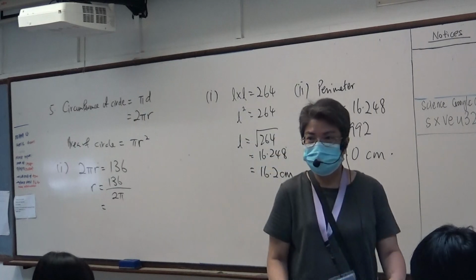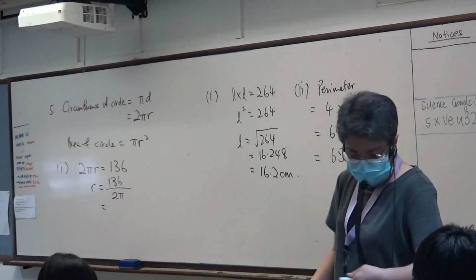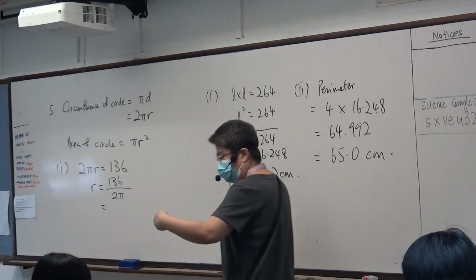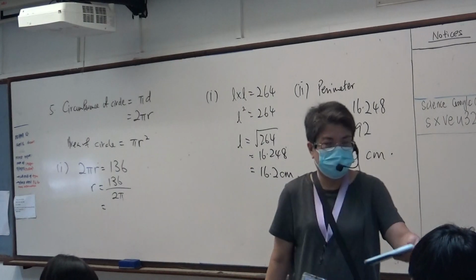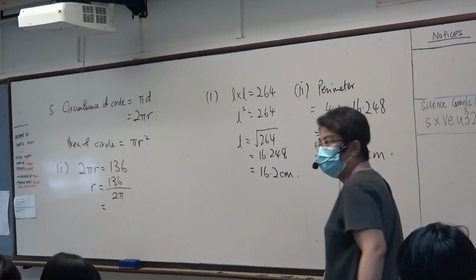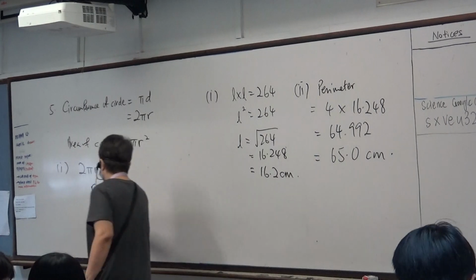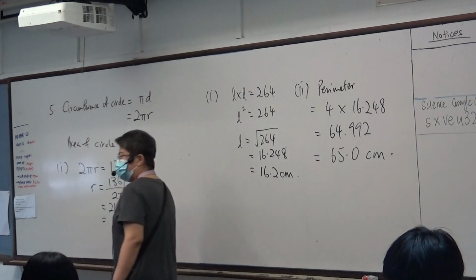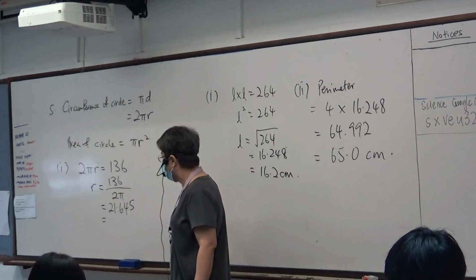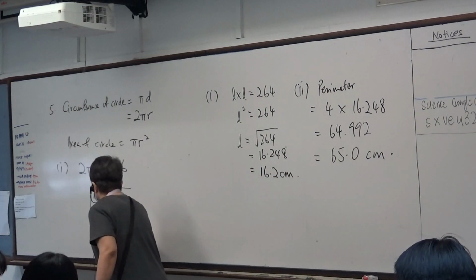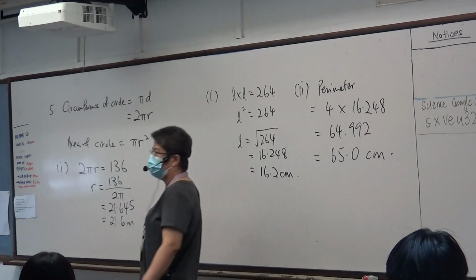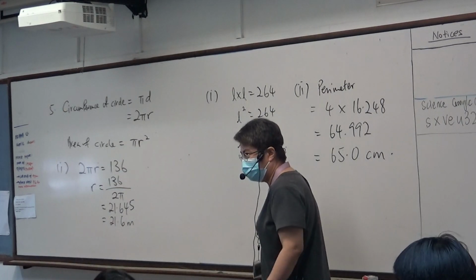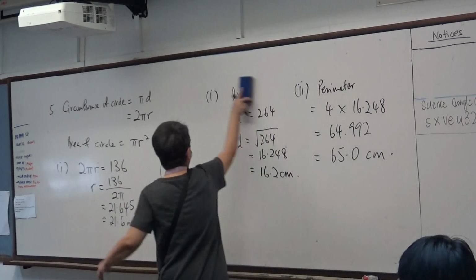Okay? Okay. Give me the 5 truncate. So it's 21 point what? Yes, good. 21.645. 3 significant figures: 21.6. Don't forget it's in meters. The radius. Okay? Alright, next.